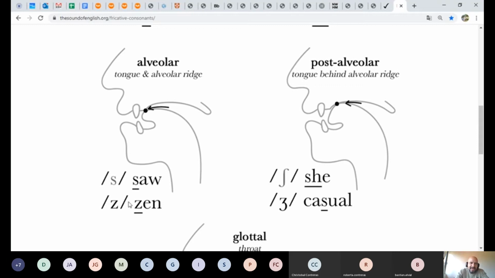We just add vibration, but we don't move the tongue. The tongue remains in the same place. So we can say Suzu, Suzu, Suzu.